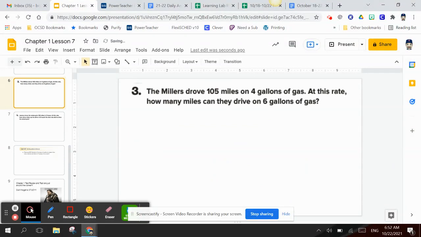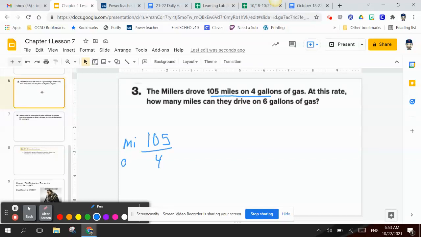Example 6. It says the Millers drove 105 miles on 4 gallons of gas. At this rate, how many miles can they drive on 6 gallons of gas? So as I set this up, I have 105 miles and 4 gallons. So I have miles to gallons. And I have 6 gallons. How far can I drive on 6 gallons?